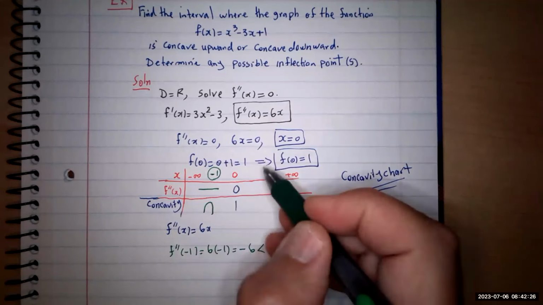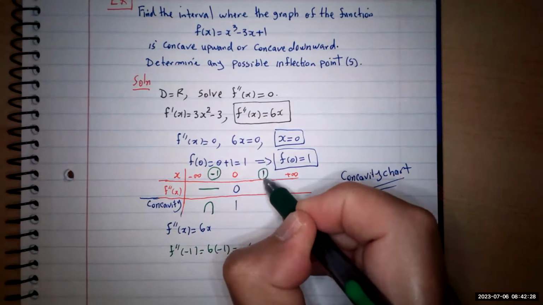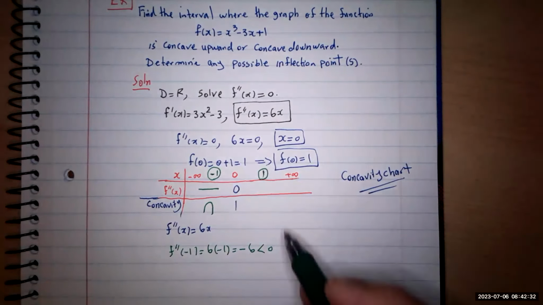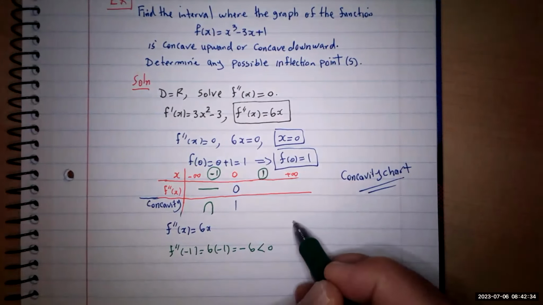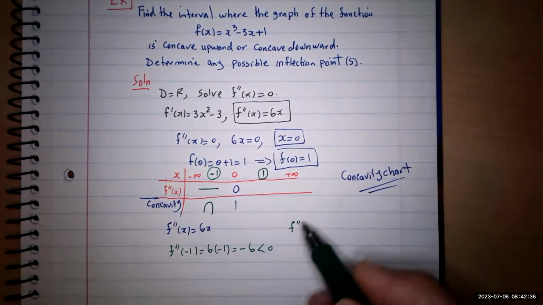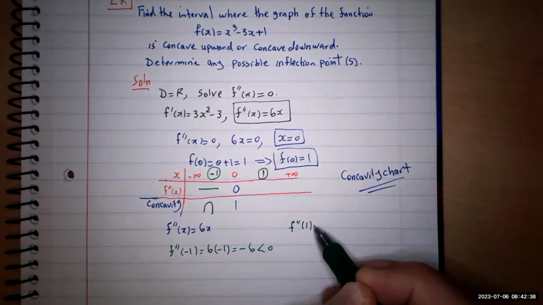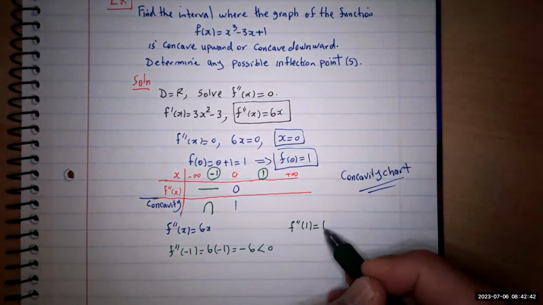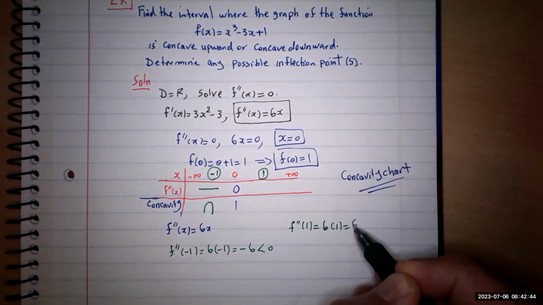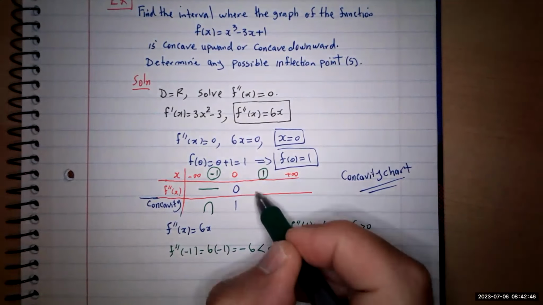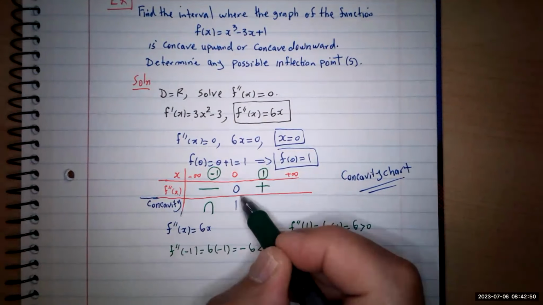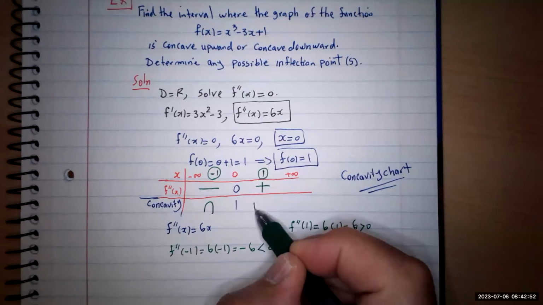Do the same thing here. Pick a number here. For example, I pick 1. So I check the 1 here, f double prime of 1. You don't have to write this on the test if you just know it. I just do it separately. So that gives me 6 times 1, which is 6. Now this is positive. So f double prime positive, concavity positive means up, up. That's it.